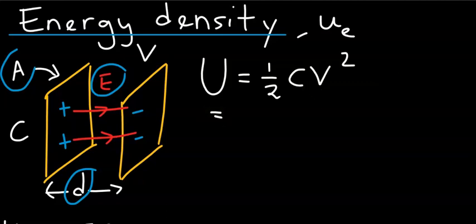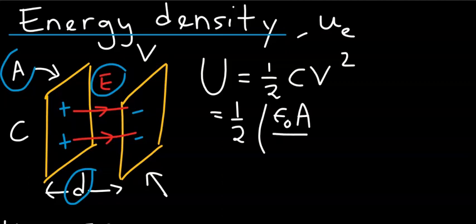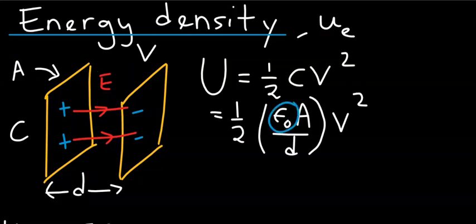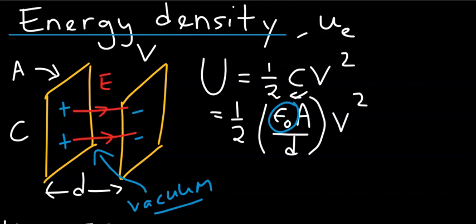We know that the expression for capacitance of a parallel plate capacitor such as this one is quite simply the permittivity of vacuum times the area of the plates over the separation distance between the plates, and V squared. Of course, we are assuming that the region between the 2 plates is quite simply filled with empty space, namely vacuum. Hence, we are using permittivity of vacuum there.